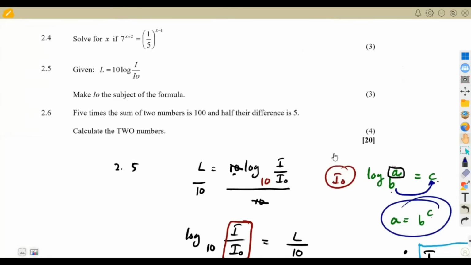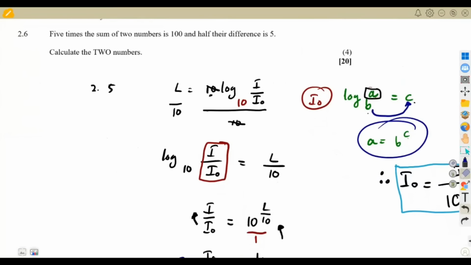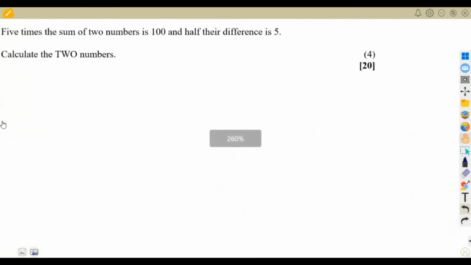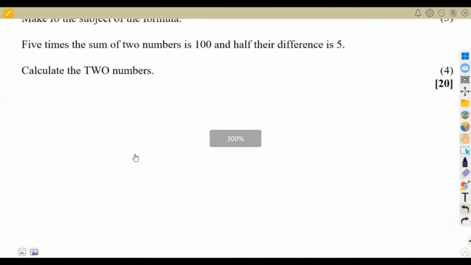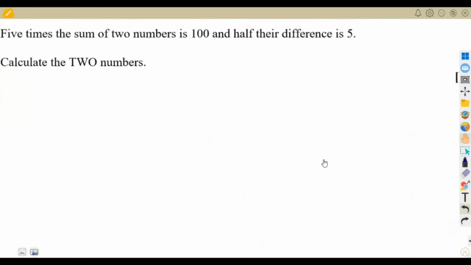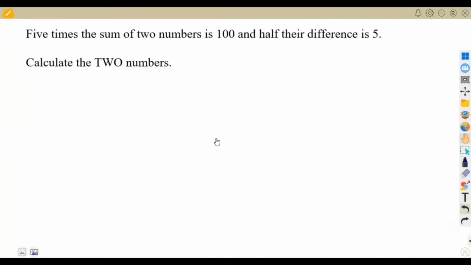Question 2.5, 3 marks for that. All right, let us check question 2.6, which was actually a word problem in this case. Let us try to see what you're given on 2.6. That was in this case 4 marks. We're given in this case 5 times the sum of two numbers is 100. All right, so let us just try and see what this is all about. Okay, so this is question 2.6.